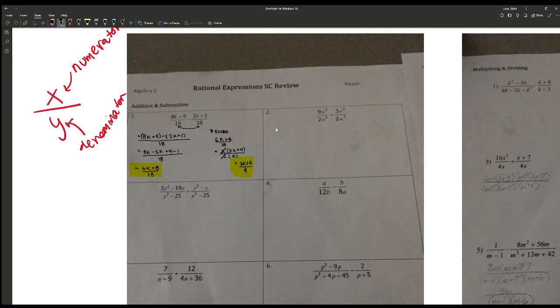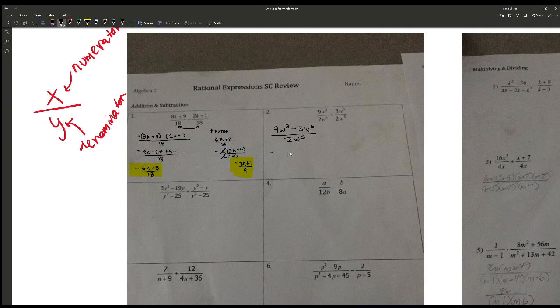Okay, so we have 9w cubed. I'll read out the question. 9w cubed over 2w to the 5 plus 3w cubed over 2w to the 5. So 9w cubed plus 3w cubed over 2w to the 5. We don't even have a secondary number like we did in the first one. So all this is going to be is 9 plus 3.